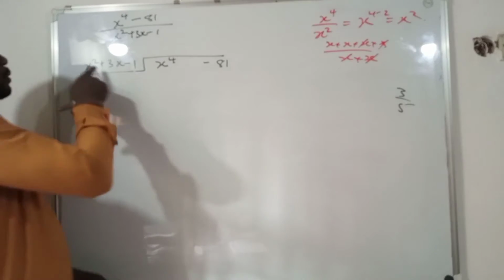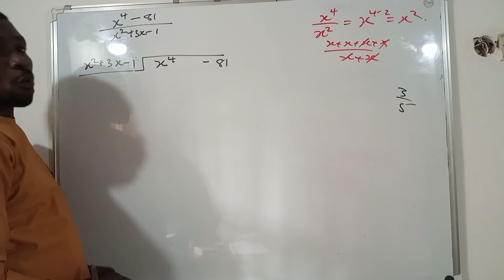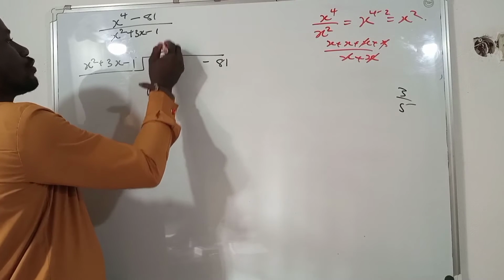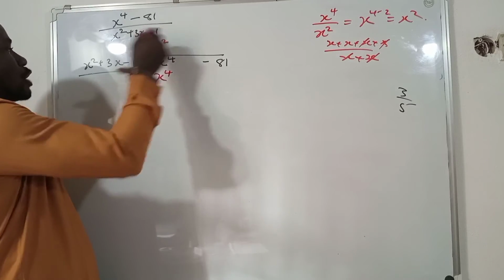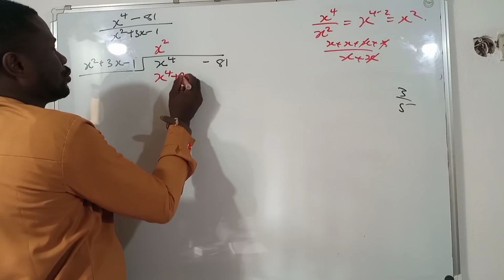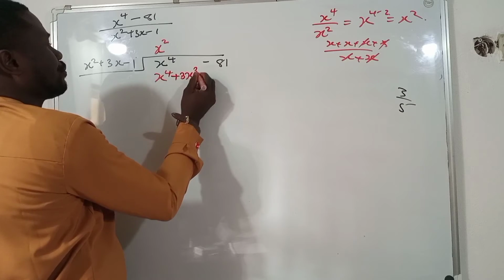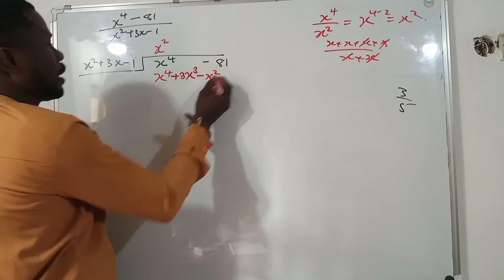So now x squared into this is x squared. Now that x squared is written up here, x squared times this will give us x raised to the power 4. X squared times plus 3x will of course give us plus 3x raised to the power 3. X squared times minus x will be minus x squared.